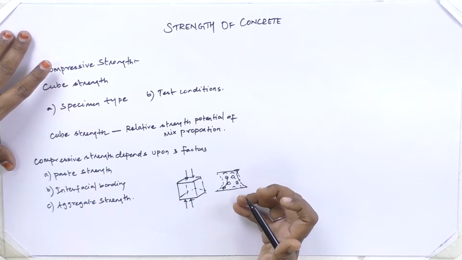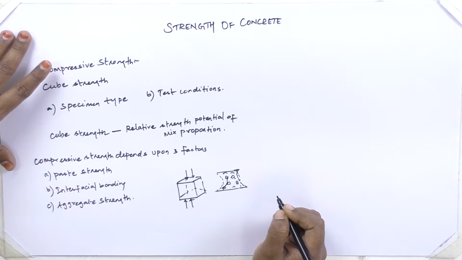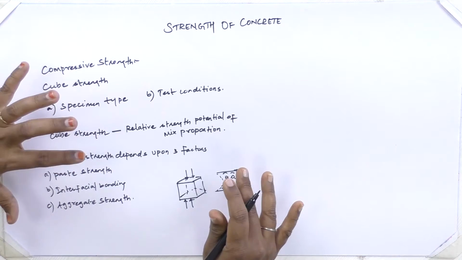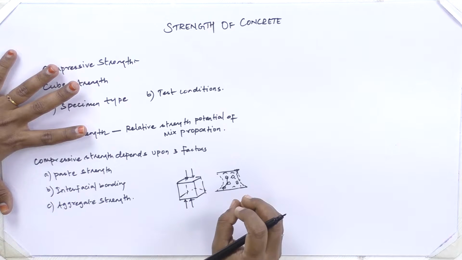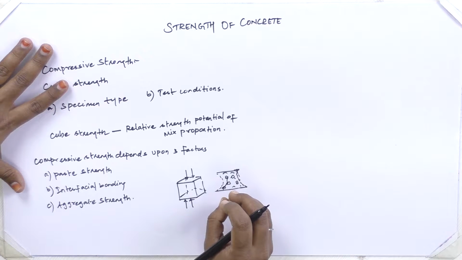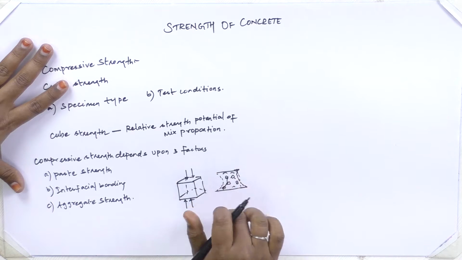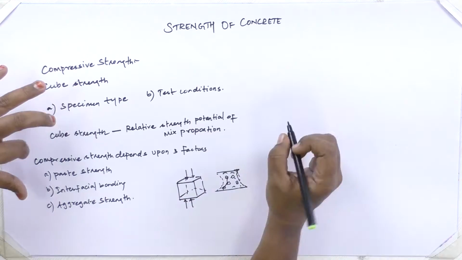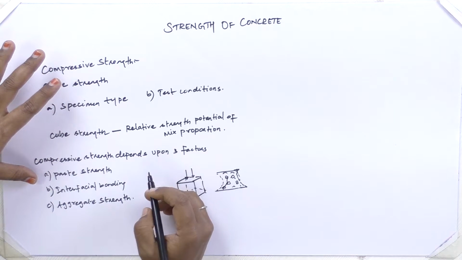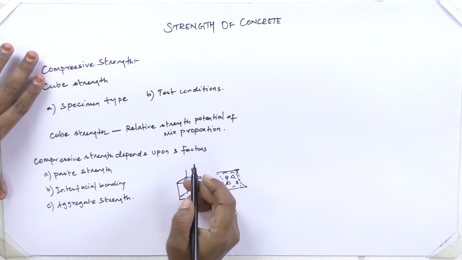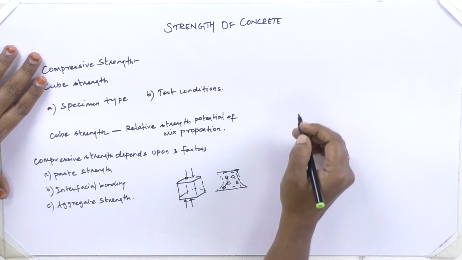If it is a high strength concrete, then there would have been a crushing of aggregates. Now, for a normal strength concrete, the boundary failure will be the main reason. The aggregate boundary failure will be the main reason for the failure of the specimen. These three factors, the compressive strength, as I told you, depends upon three factors: paste, interfacial and aggregate strength.